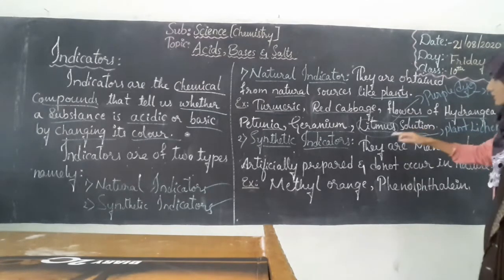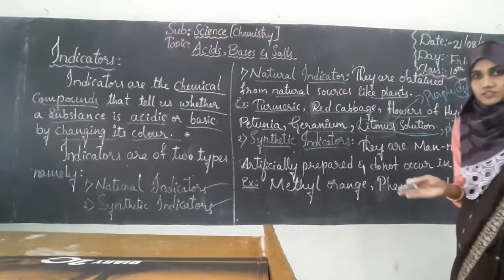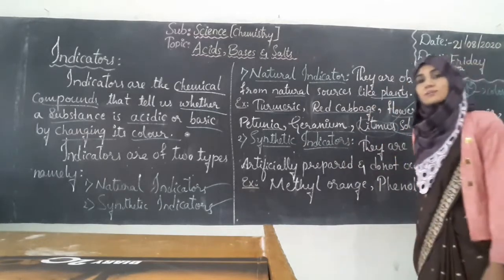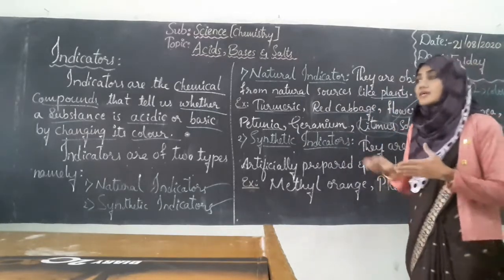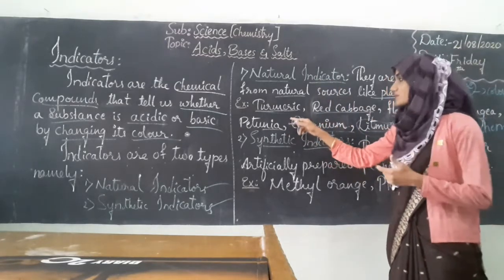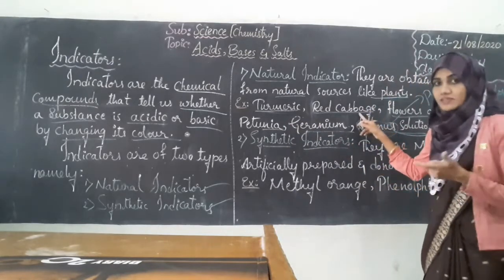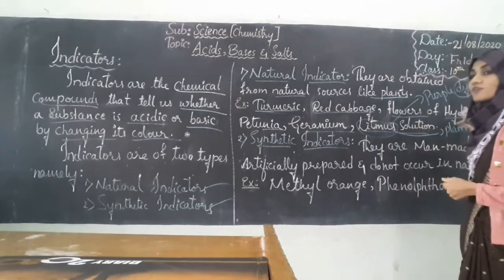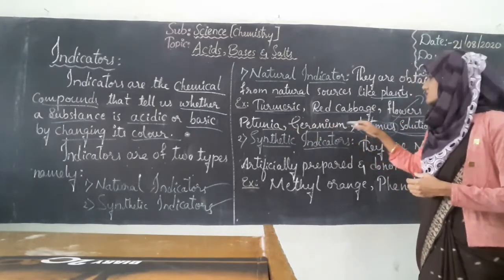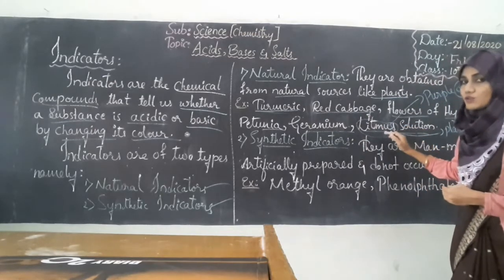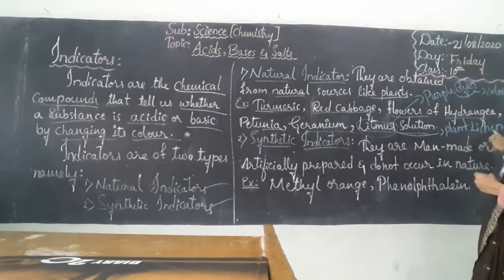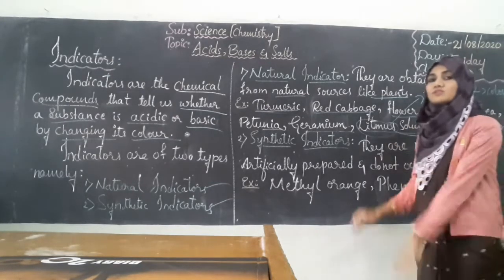Okay students, so these are all the natural indicators. What are natural indicators? The indicators which are obtained from natural sources like plants are called natural indicators. Example, turmeric, that is haldi. Red cabbage is a natural indicator. Flowers of hydrangea, petunia and geranium are all natural indicators. And also the litmus solution, which is a purple color obtained from the plant called lichen. So this is about natural indicators.